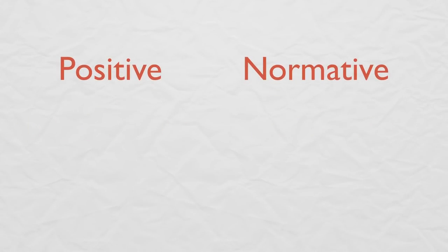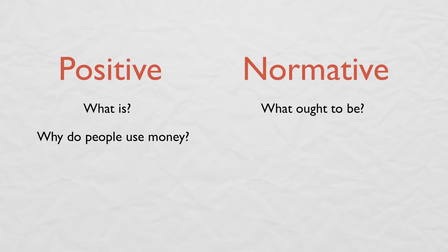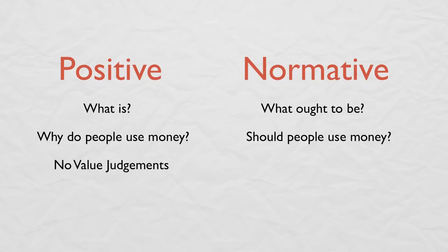All economic questions fall into one of two categories, positive and normative. Positive economics describes what is, and normative economics argues for what ought to be. So a question like, why do people use money, is a positive question, and should people use money is a normative question. A general rule of thumb is that if your economic model has no value judgments, it's positive economics. Whereas if it does have value judgments, it's normative economics, since to tell someone what he ought to do, you first have to judge what is best for him.